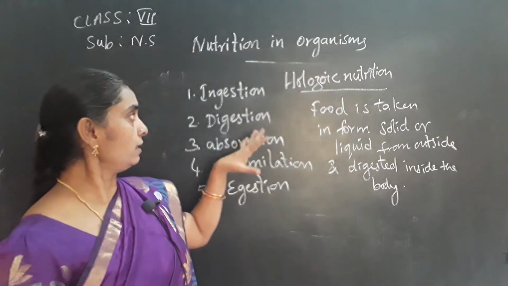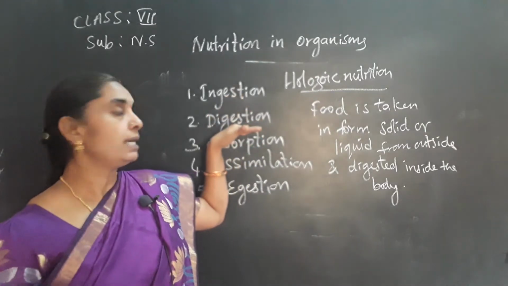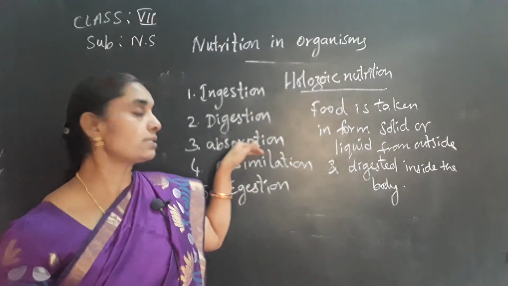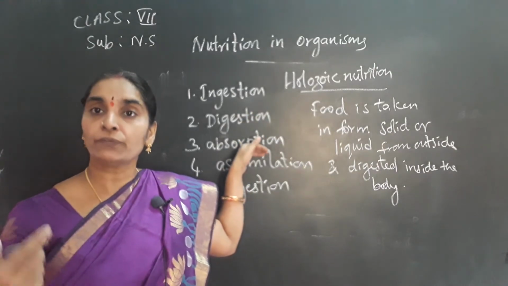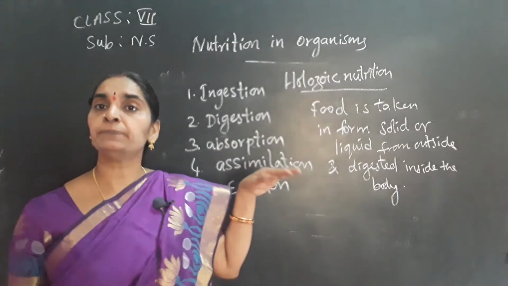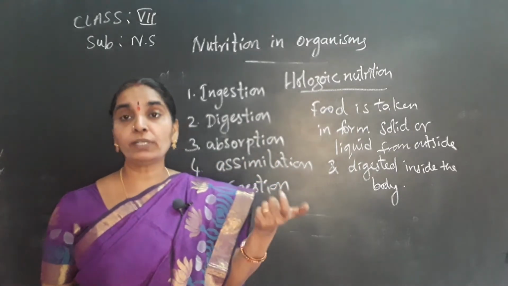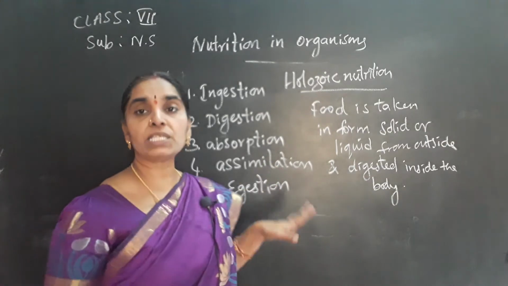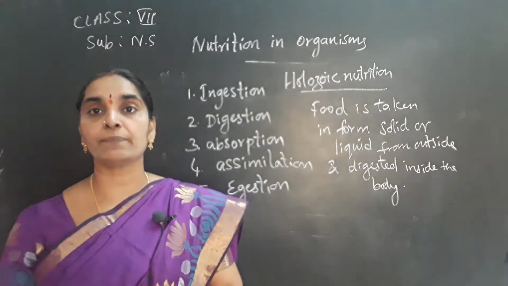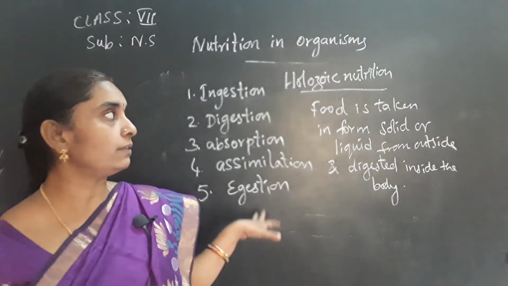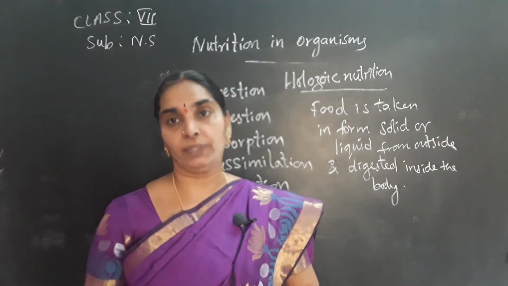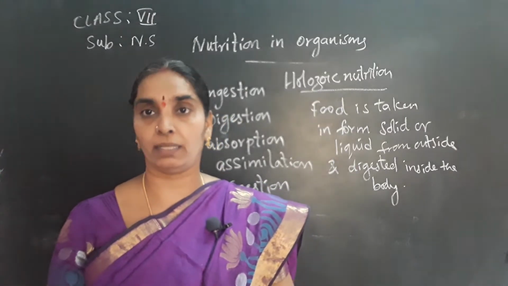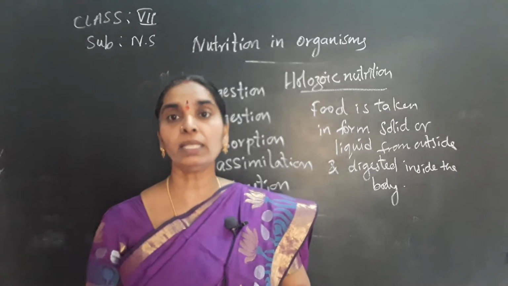Okay children, once again: ingestion, taking in of food; digestion, conversion of larger molecules into simple substances; absorption, transfer of the food into the blood; assimilation, where the absorbed food becomes a part of the body; and egestion, removal of the waste materials from the body. These are the steps involved in Holozoic nutrition. You have to write the steps and also explain what each step means. So that is about Holozoic nutrition.